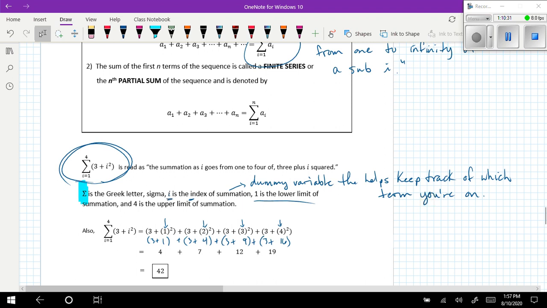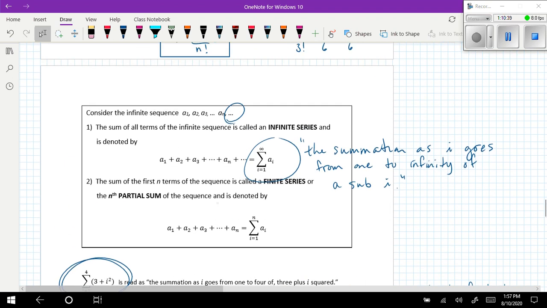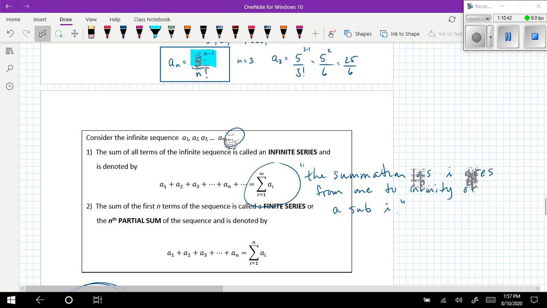So this is actually called a series because a series is the summation of a sequence. Okay? A series is a summation of a sequence. The sum of all the terms of a sequence is called a series. Regardless of how many terms are there, whether there's a finite number of terms or an infinite number of terms, it really doesn't matter.